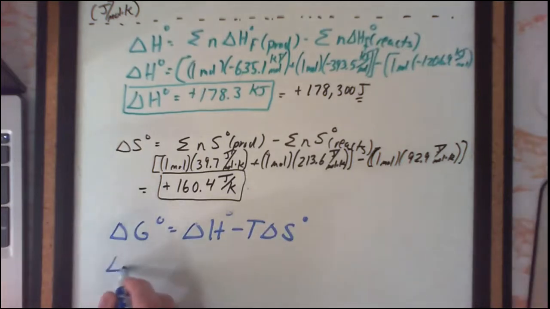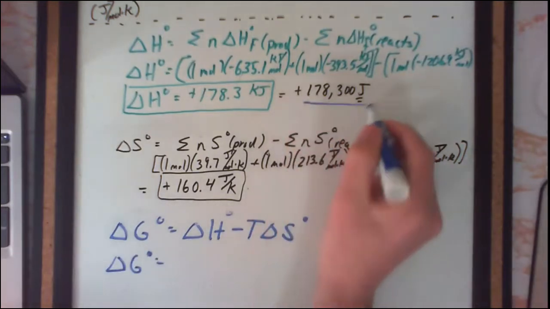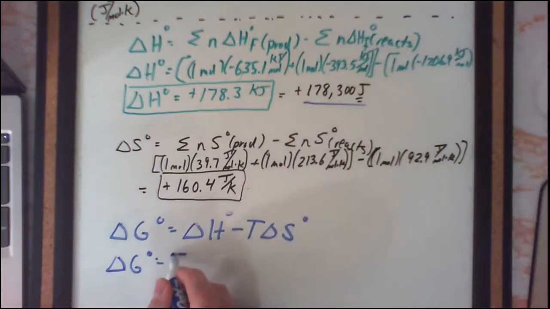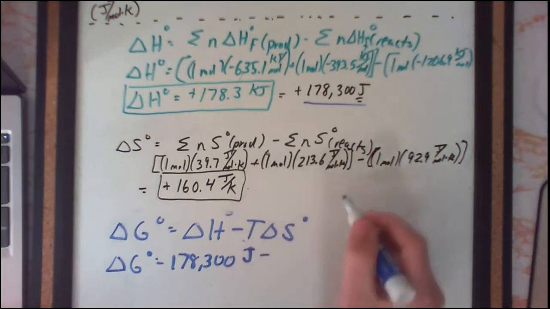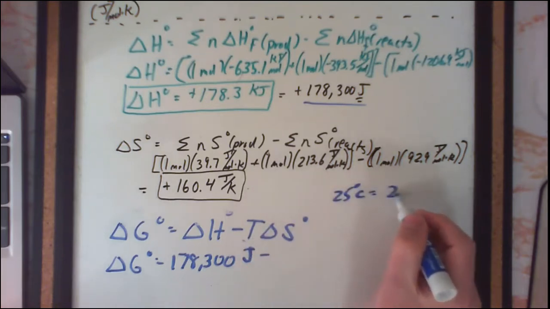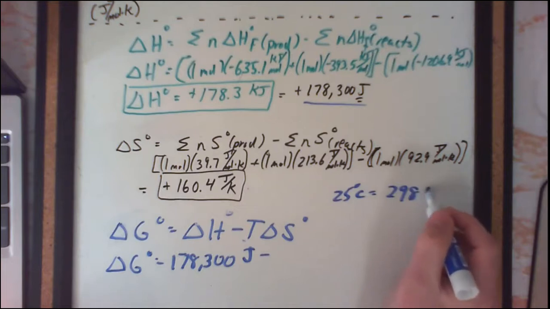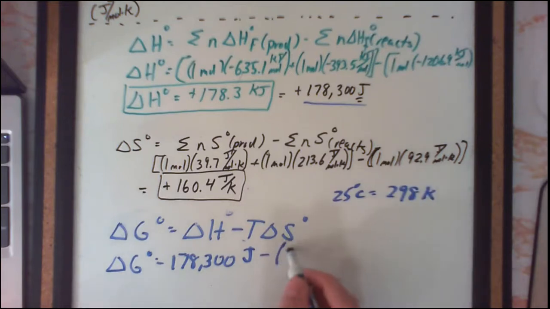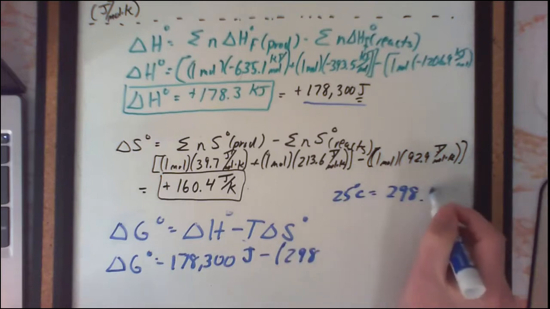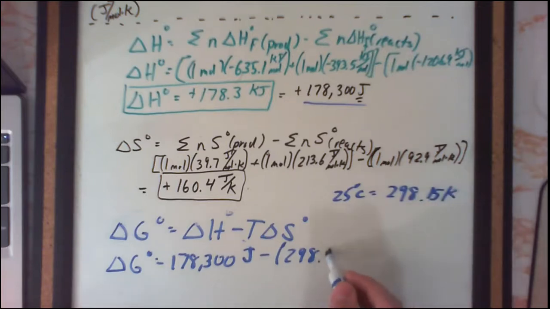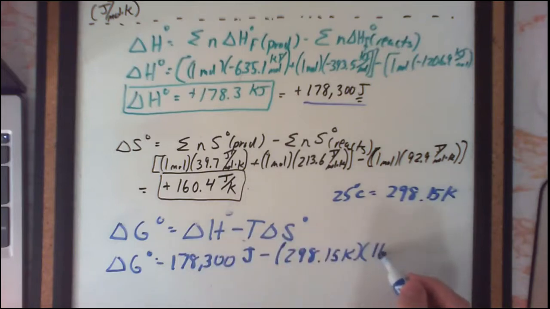get delta G is equal to 178,300 joules minus the Kelvin temperature. This was at 25 degrees Celsius. So 25 degrees Celsius is equivalent to about 298 Kelvin, actually 298.15 Kelvin, times your delta S value of positive 160.4 joules per Kelvin.